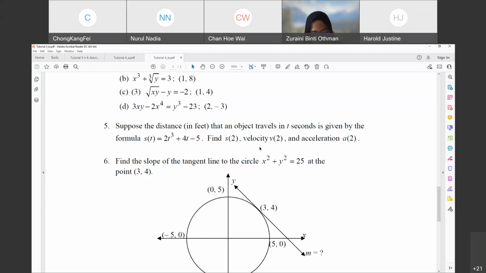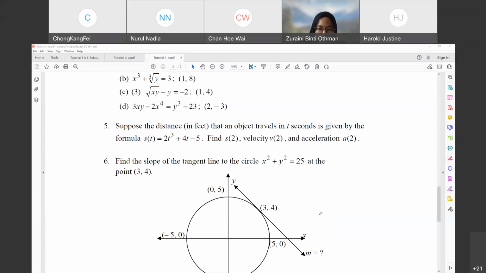Jawapannya apa tu? Saya dah buat. Jawapannya berapa? -4. Jawapannya nanti ialah 3. Sila semak balik sebab ni saya dapat -3/4. Nanti jawapan dia, M dia, tangent line dia, M dia, Y prime dia sama juga dengan -3/4 dekat situ.